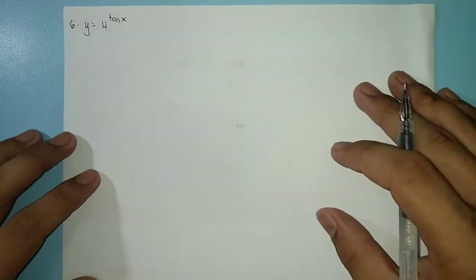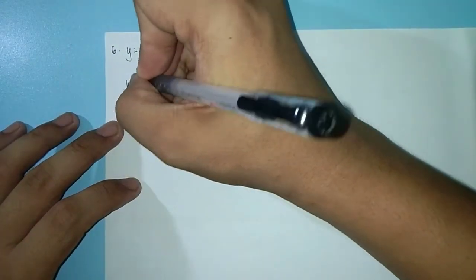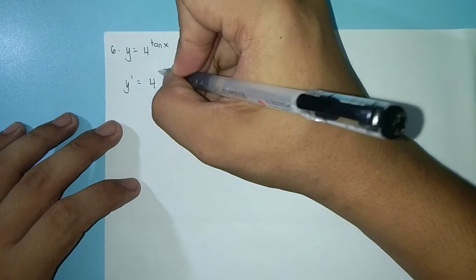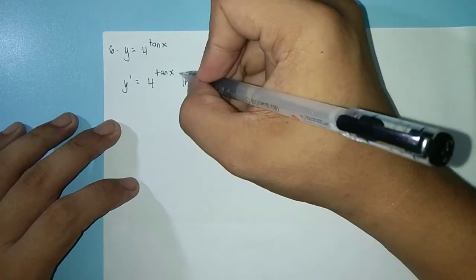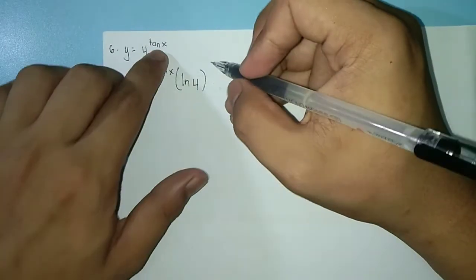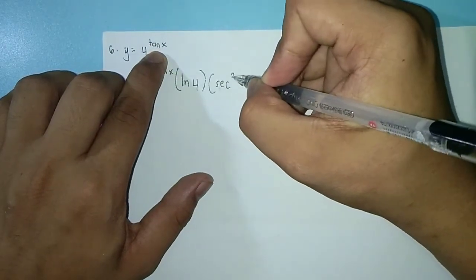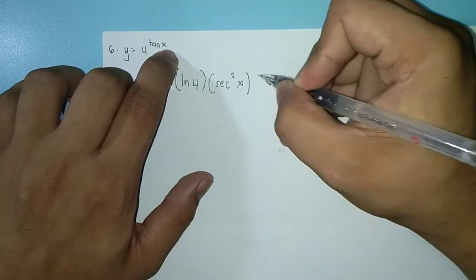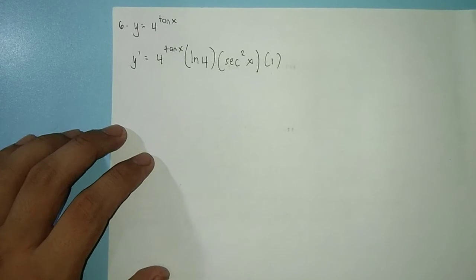For number 6, find the derivative of y equals 4 raised to tan x. So ito naman a raised to u. Okay? So yung derivative niyan will be, kopya lang, 4 raised to tan x, and then ln 4, then derivative ng tan x. So ano yung derivative ng tan x? That is square of secant x, derivative ng x, that is 1. Okay? So madali lang siya, no?